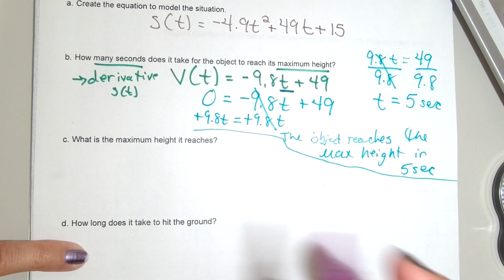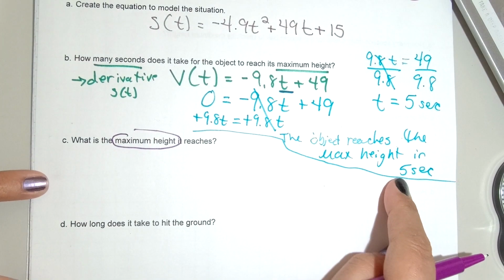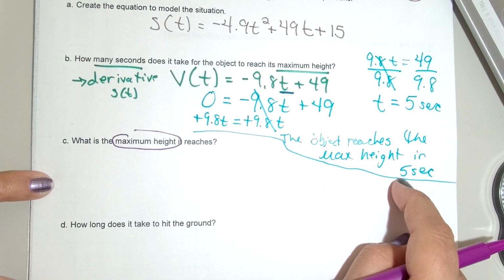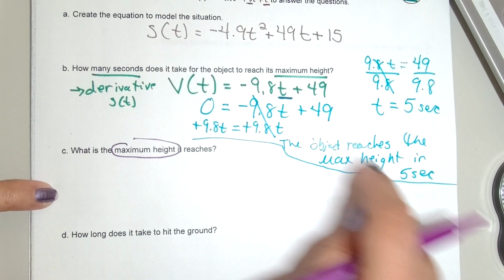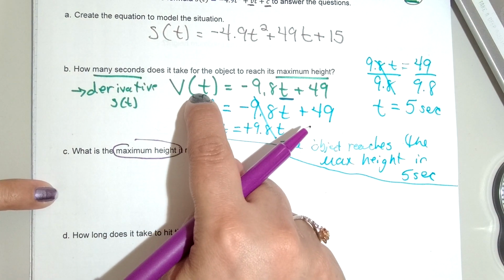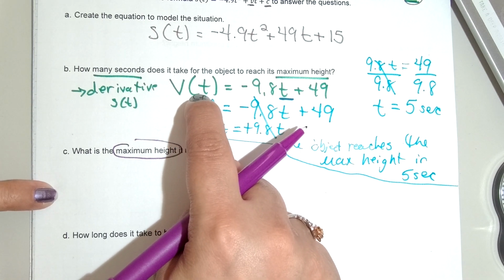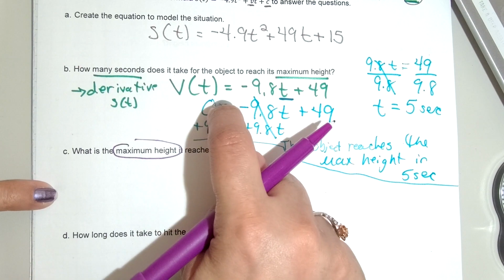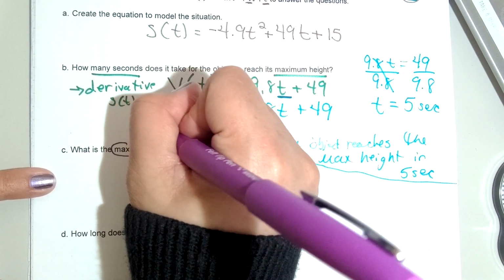Okay. Part C asked me for the maximum height. So we found the time that it reaches its maximum height. We just have not found the actual height. A lot of students will start to put it into this equation. So we're going to need to substitute in 5 into an equation. We cannot put it in this one because this one is for velocity. This is for velocity. This is not height.